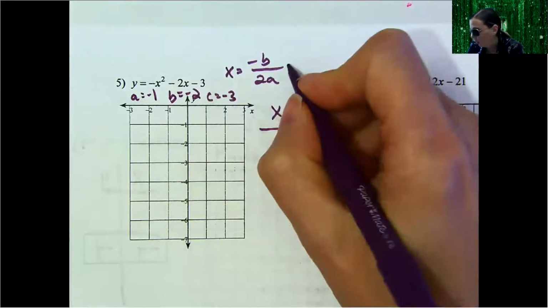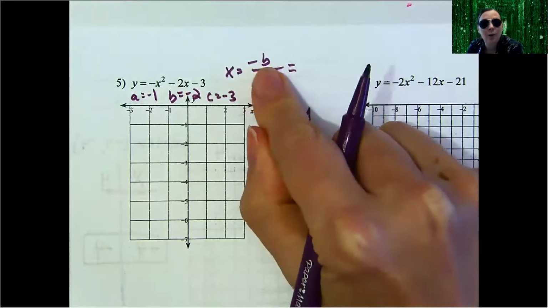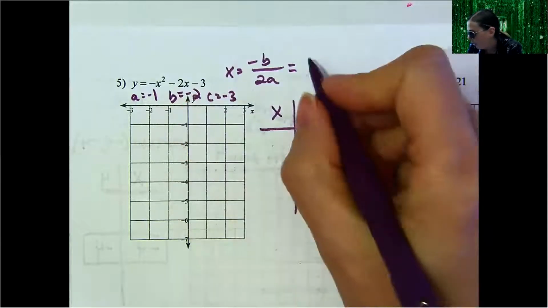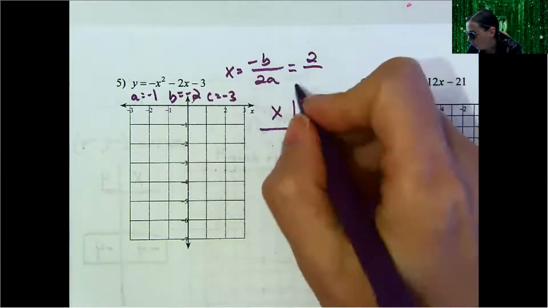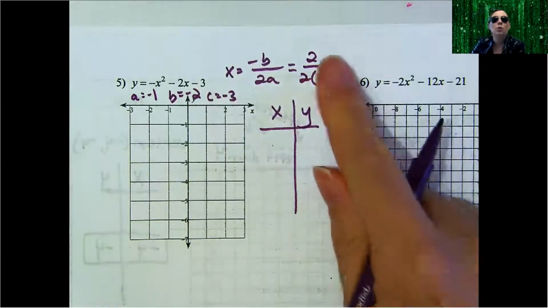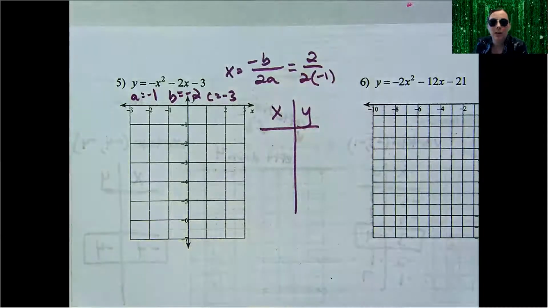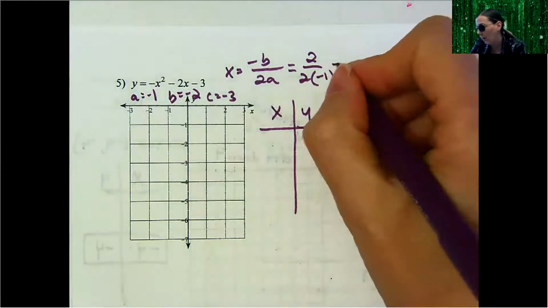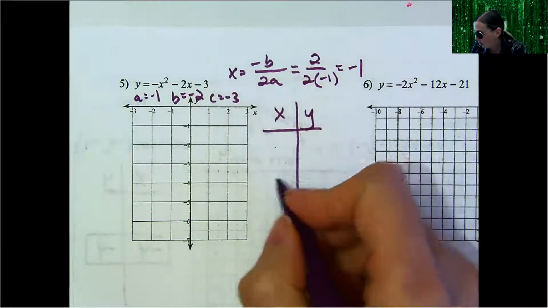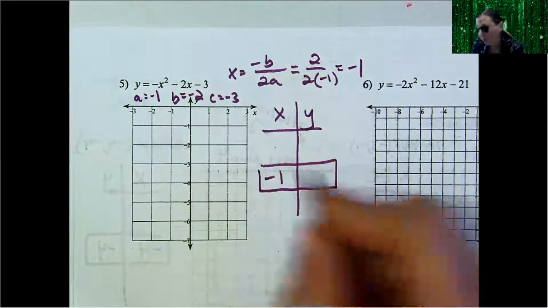So coming back to this formula here, we want to do the opposite of what b was in our problem. So the opposite of -2 is a +2. Then you've got 2 times a, which is a -1. So 2 divided by 2 times -1, you can type that into your calculator, or maybe you're real good at that mental math. This comes out as -1. That is where we're going to start on our table.